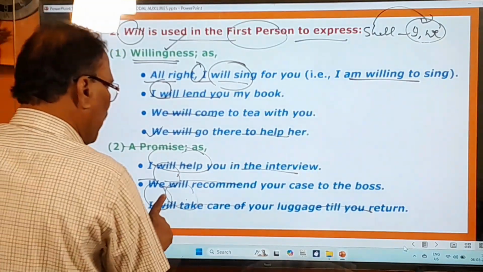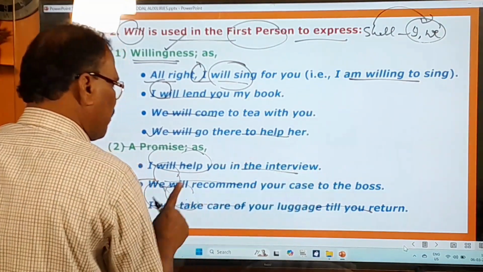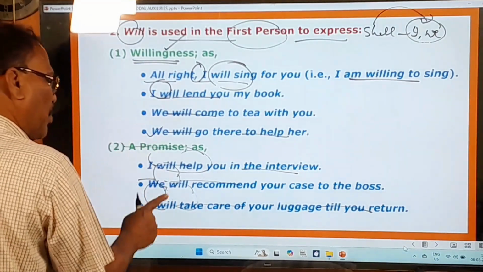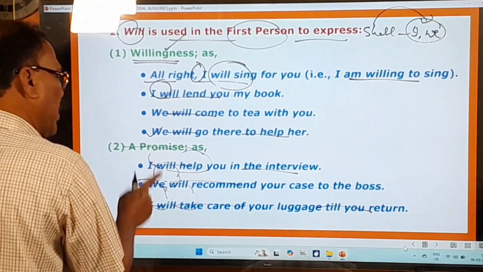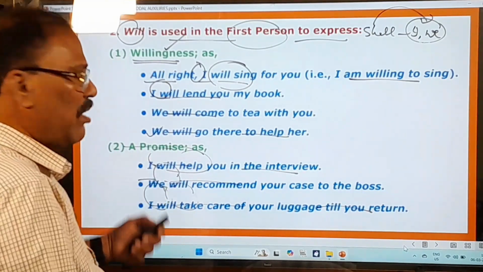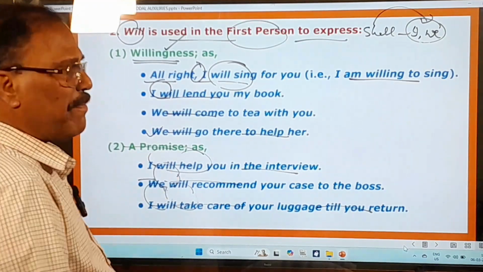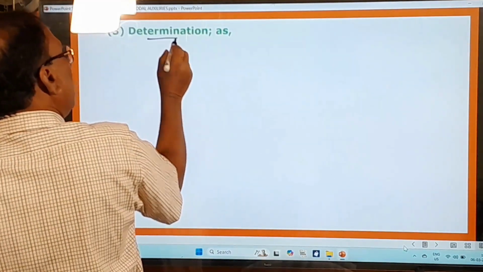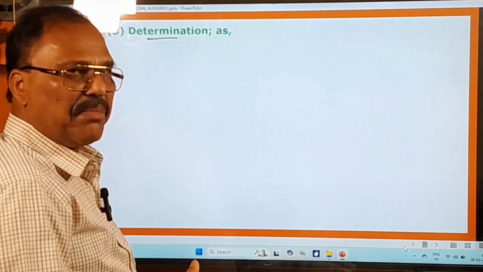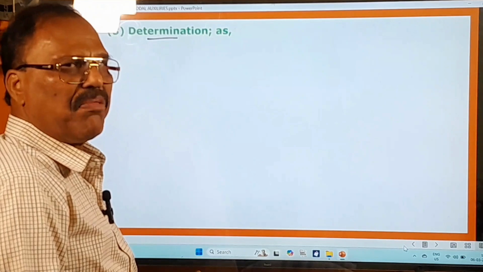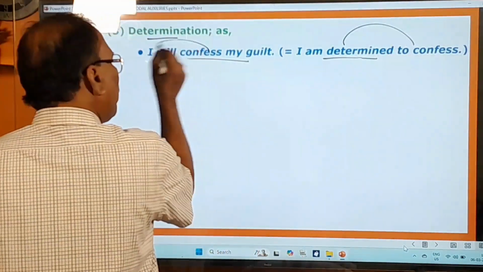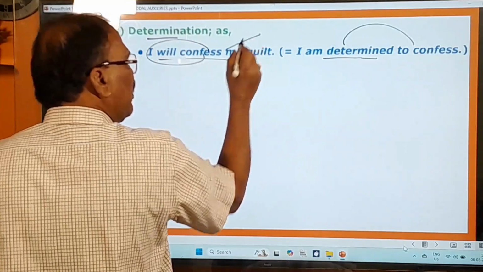So something like that. I will take care of your luggage till you return. So in all these examples, this will is used with the first person singular and plural, and whenever it is used so, it indicates a promise. Okay, now let's move on to learn other important uses of this will. This will also indicates some determination. Okay, perverse determination. I will confess my guilt. I am determined to confess. I will confess means I am determined to confess my guilt.